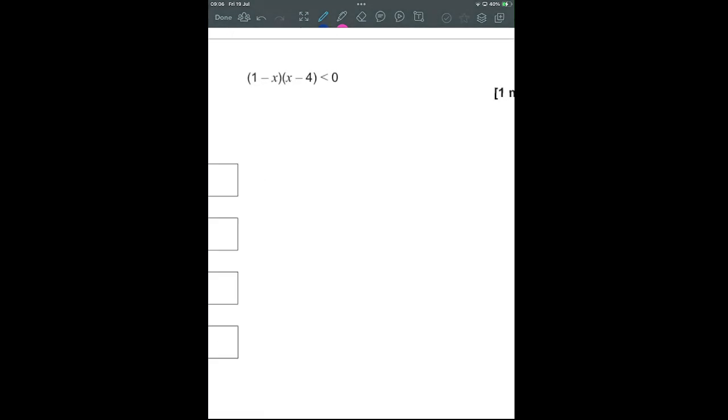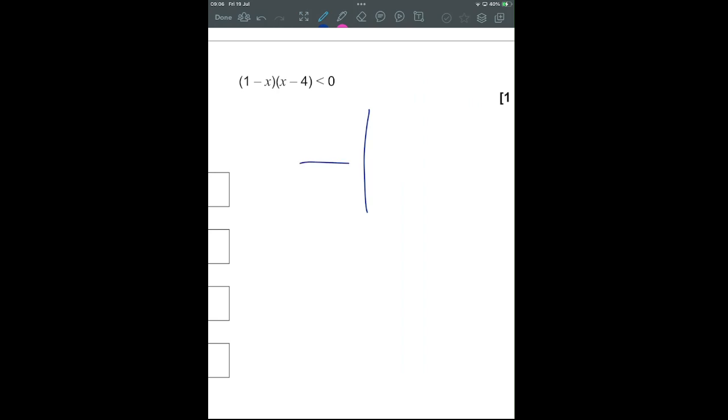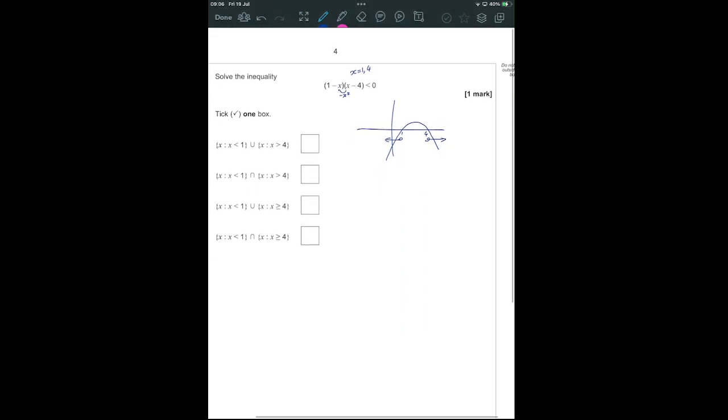Solve that inequality. Well, solving quadratic inequalities is finding the critical values, which is solving the equal 0, which is at 1 and 4. And notice that this is a negative quadratic. You get negative x squared if we were to expand it out. Between 1 and 4, we're less than 0. So we want that region and that region. So we want to be less than 1, greater than 4, which is answer 1.